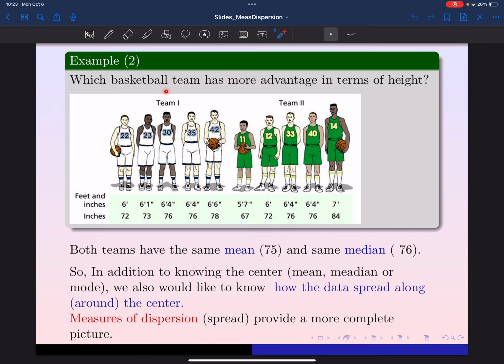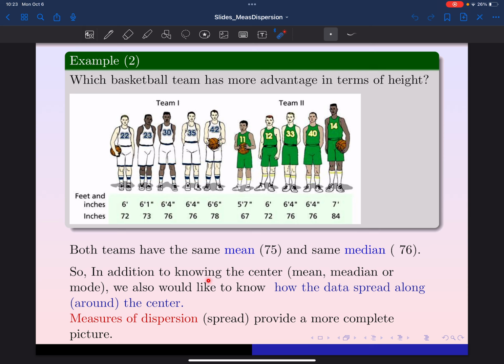Which basketball team has more advantage in terms of height? So we have team 1, they have heights in inches 72, 73, and so on. And then team 2 has heights 67, 72, and so on. Both teams have the same average, the mean is 75. If we add those values and divide by the 5 members, it's 75. And the median, right in the middle, is 76.